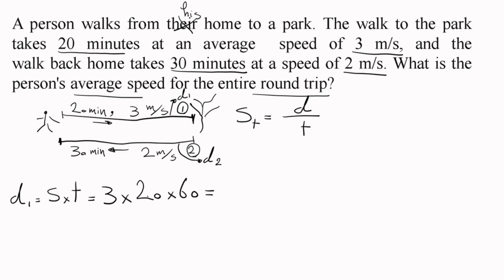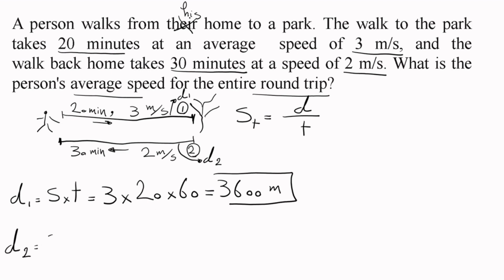So 3 times 2 will be 6. 6 times 6 will be 36. And of course, I'm going to have 2 zeros. So 3600. What is the unit of 3600? Because this one is meter per second and I replace this one based on second, I'm going to have meters, 3600 meters. Let's go for the second part.